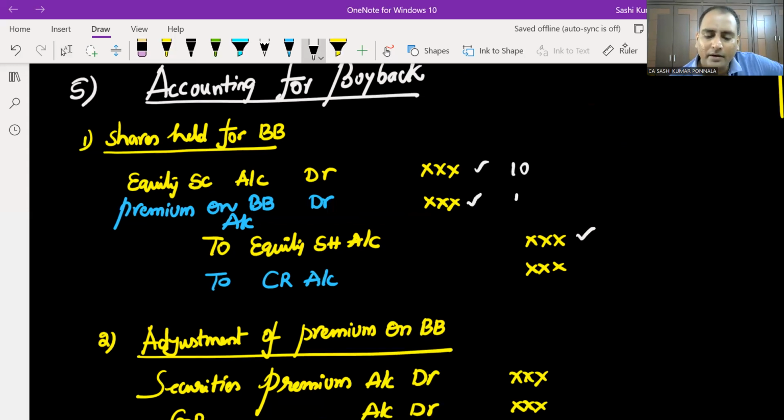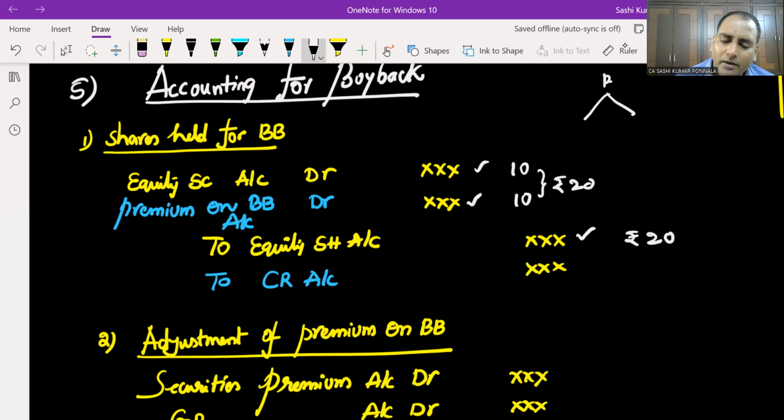So 10, 10 put together, we are paying 20. 20 is transferred to equity shareholders account into number of shares. So suppose you are purchasing 10 lakh shares or 15 lakh shares or 25 lakh shares, you multiply with n. So that won't be any case here.